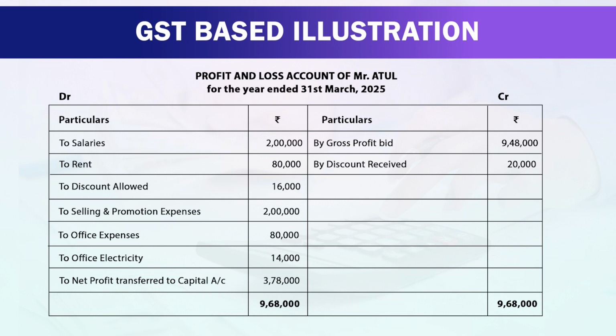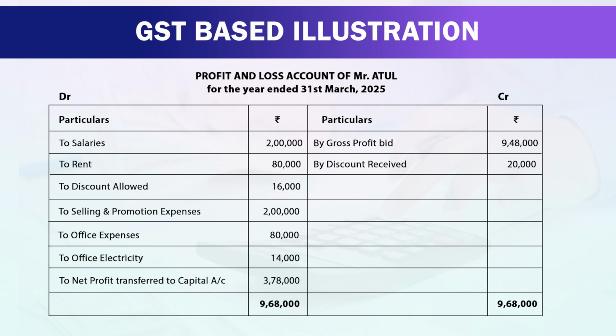Have a look at the credit side of P&L account. Gross profit we will transfer and it is transferred 9,48,000. Another item of credit side of P&L account, we have discount received 20,000. So, it is written over here. Now, we will switch over to the debit side of P&L account. Salaries we are having 2 lakh, rent we are having 80,000, discount allowed 16,000, selling and promotion expenses 2 lakh, office expenses 80,000, office electricity 14,000.